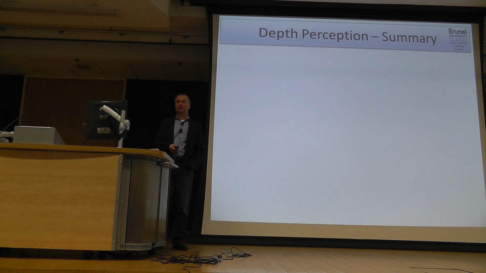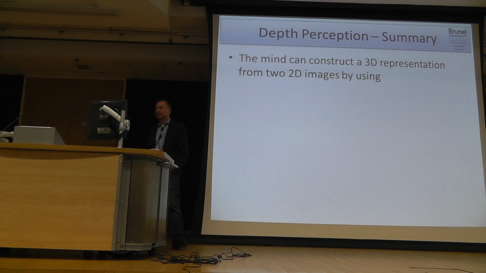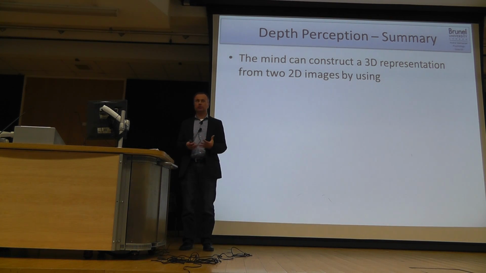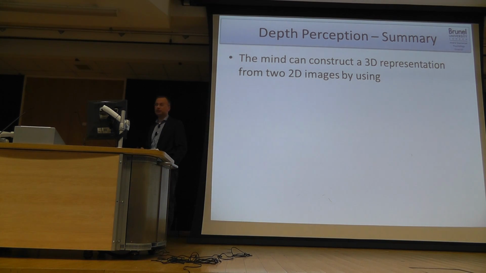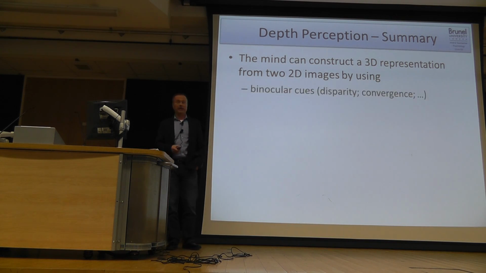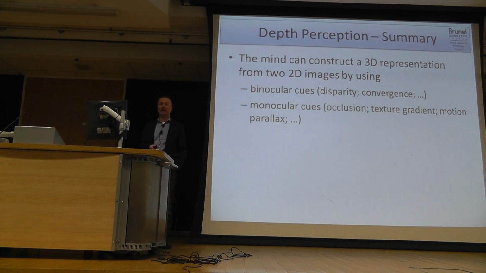So, to summarize on depth perception, our cognitive system is very well able to construct a three-dimensional representation from only using information from two-dimensional images. We have the binocular cues, disparity and convergence, and we have spoken about the monocular cues, occlusion, texture gradient, and motion parallax.